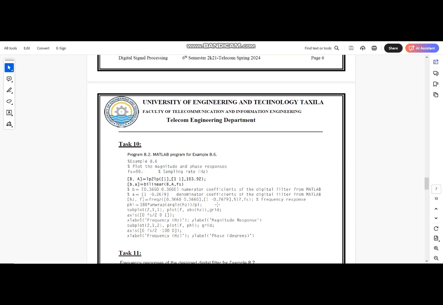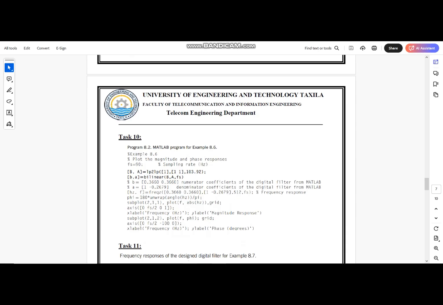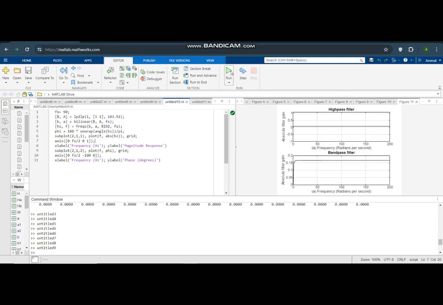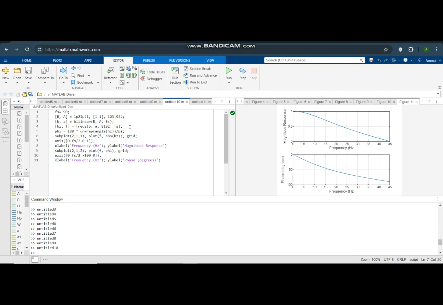Then comes task 10. By running the code, it is about low pass to low pass prototype transformation, which involves bilinear transformation. The freqz function is used, and unwrapped signal is used for the phase response, whereas the freqz function is used for finding the magnitude response of the filter.